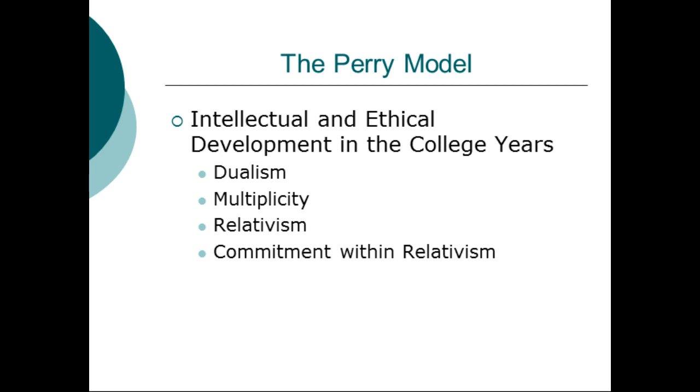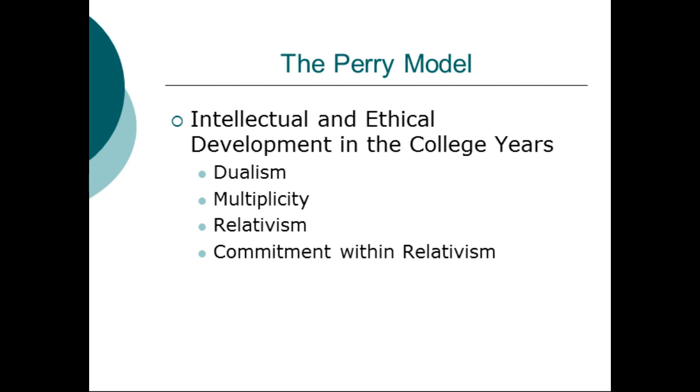So in the Perry model, William Perry, who was an English professor at Harvard University, he was the director of the Harvard Study Center, and he did this longitudinal study. And he came up with a model of adult intellectual developmental levels. His theory assumes that development occurs through interaction with others, and that it is sequential, hierarchical, and irreversible, meaning that once you pass through the different levels, you don't go backwards.